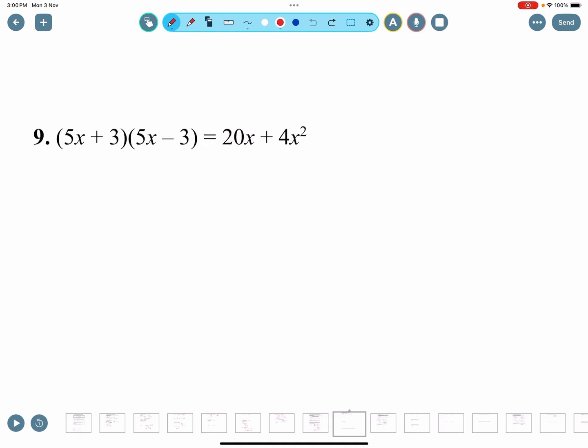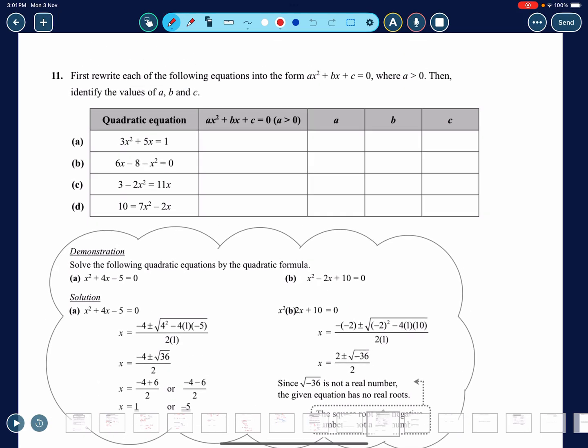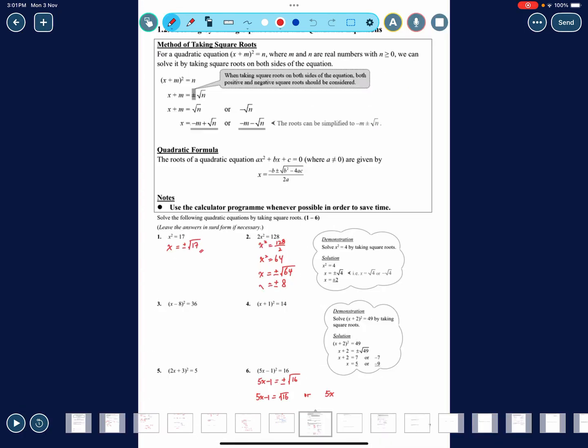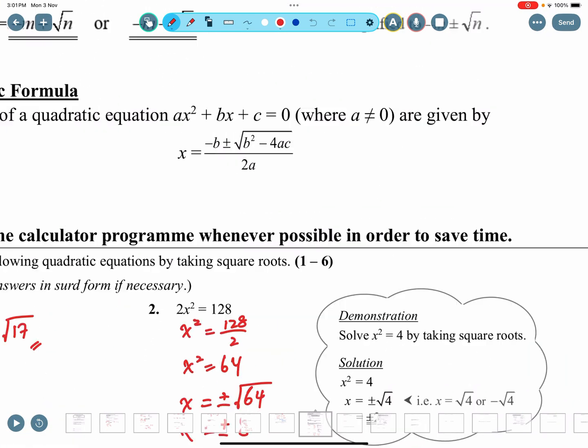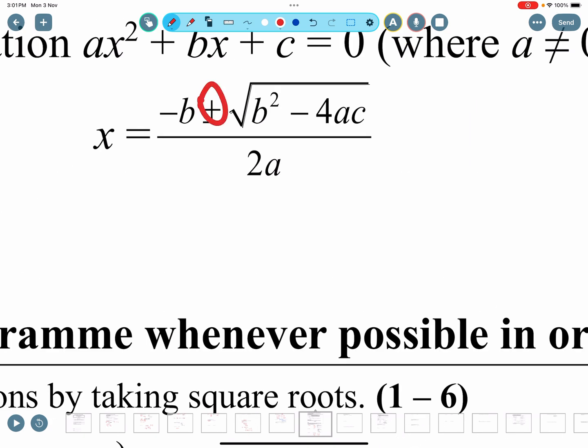Honestly, for this question, I would just expand the bracket and put everything on one side and use my calculator. It's much easier that way. Okay, moving on to quadratic formula. Your calculator actually uses quadratic formula to calculate the two answers for a quadratic. One is with a plus, the other one is with a minus.